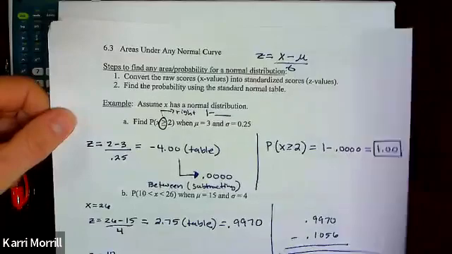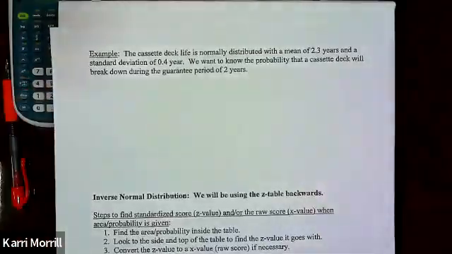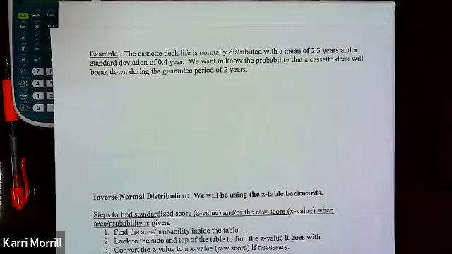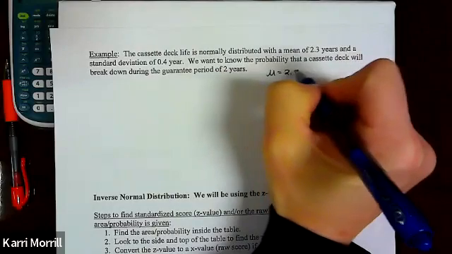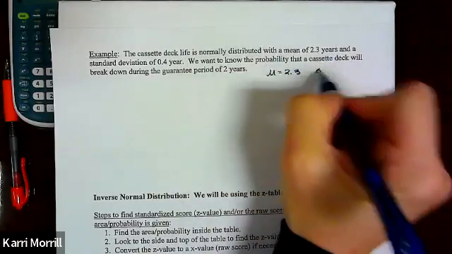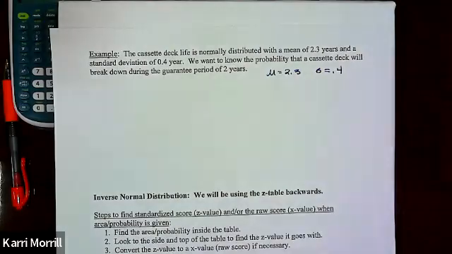So let's turn the page and work with this a little bit more. The cassette deck life is normally distributed with a mean of 2.3 years and a standard deviation of 0.4 years. We want to know the probability that a cassette deck will break down during the guarantee period of 2 years.